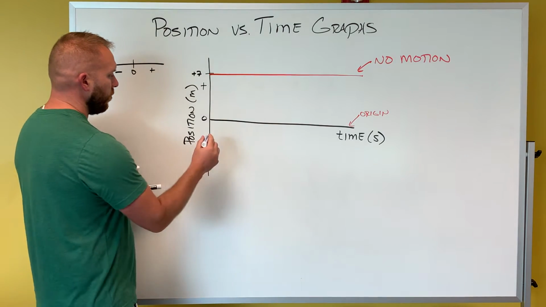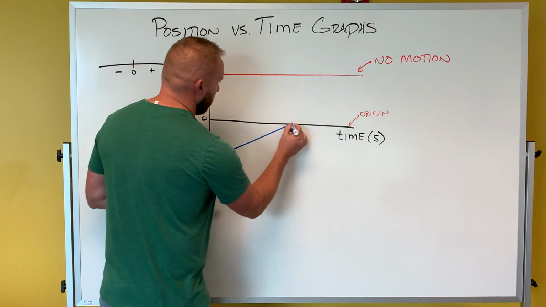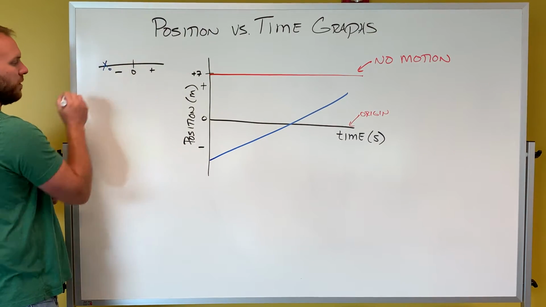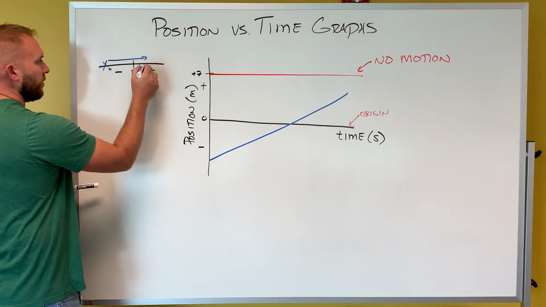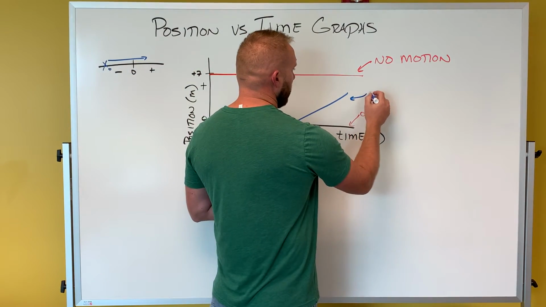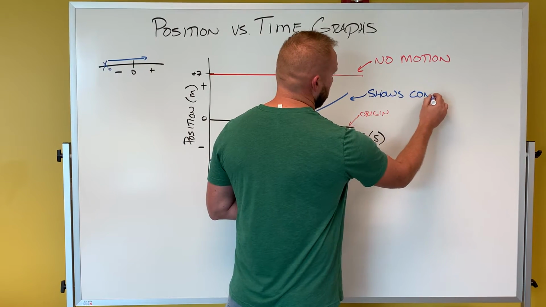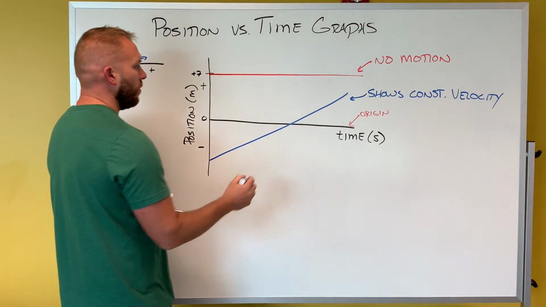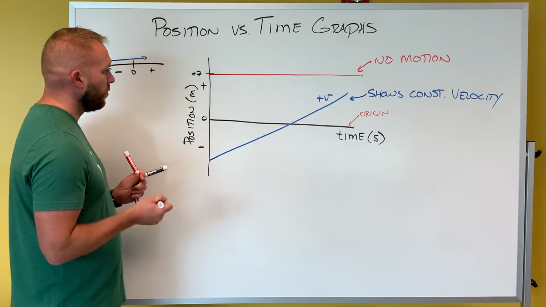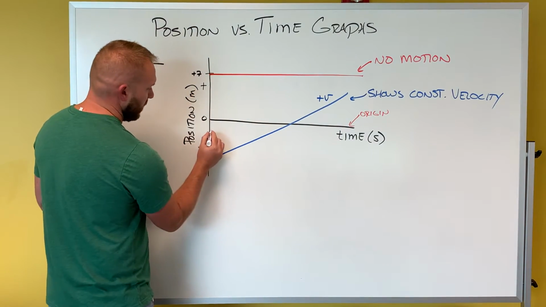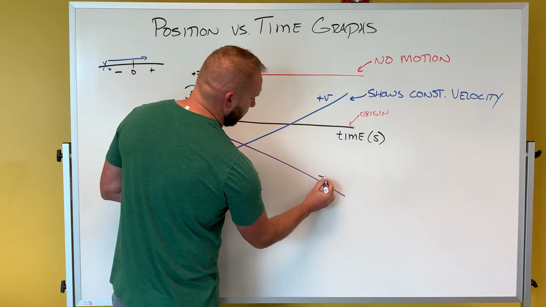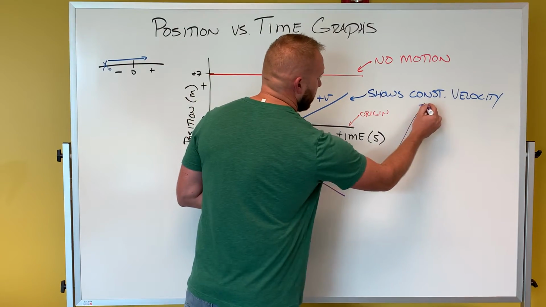Another graph would be something that looks like this. This is somebody who started here as their initial position and moved in this direction into the positive region when they passed the origin. This is something that shows constant velocity. This would have a positive velocity, where a second example would be if something started here too, that would be a negative velocity, but also is constant.